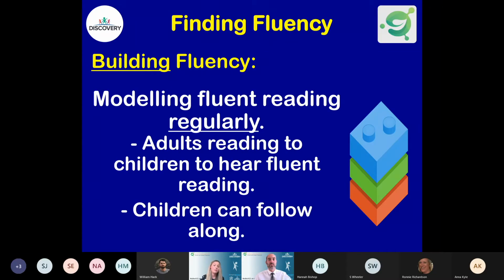But also modelling fluent reading regularly. It's really important that adults read to children so that children can hear the fluent reading and children have the opportunities to follow along. So on the first day of my guided reading cycle, I will read the text to the children so they can hear how to read the text fluently, how it's modelled to them how to read that text.